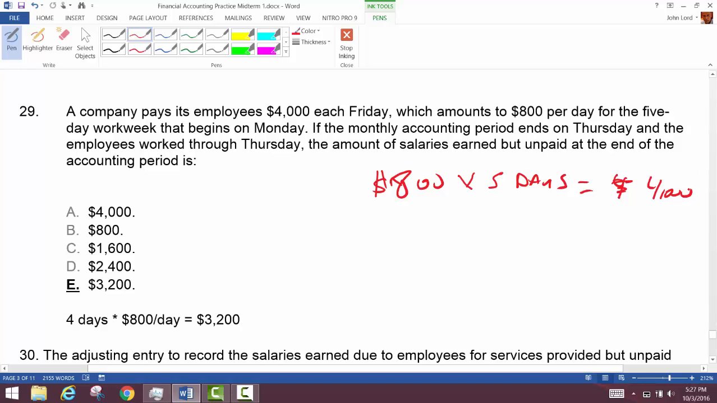If the monthly accounting period ends on Thursday, we're only going to pay the person what? Monday, Tuesday, Wednesday, Thursday. We're only paying for 4 days. And so the salaries that will remain unpaid at the end of the accounting period, which ends on Thursday, is the 800 times what? Times the 4 days.